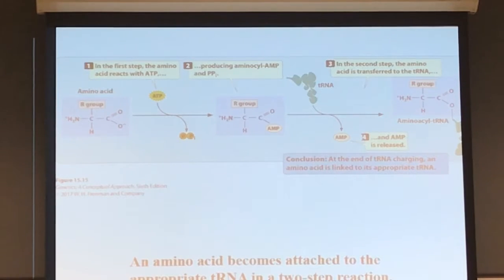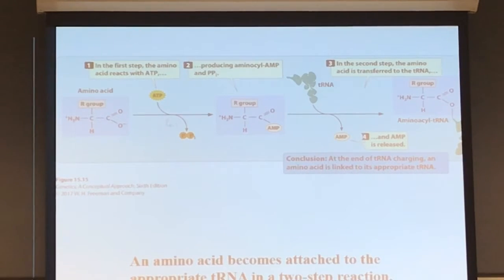Look at this. This is an amino acid with a carboxyl group. ATP is broken down, and using the energy, adenosine monophosphate is linked to the amino acid. So this is an AMP-linked amino acid. In the next step, adenosine monophosphate is removed, and the carboxyl group links to the 3' end of the RNA, to the adenine molecule.